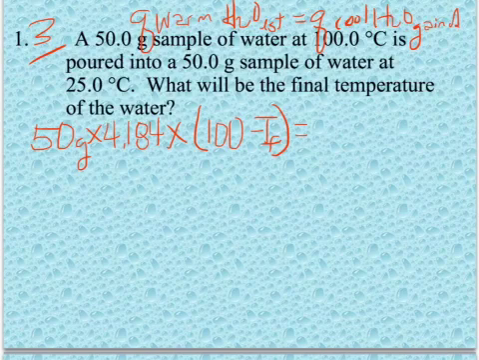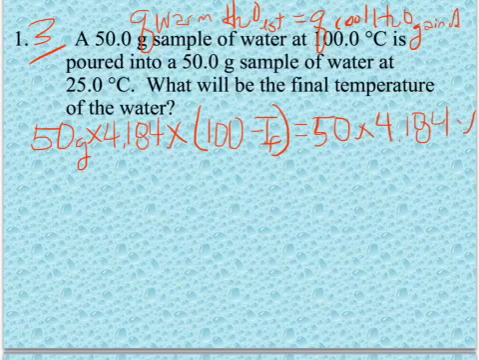And then this is all for the warm water, we set that equal to the cool water. The cool water is going to be 50 as well, times 4.184, and then times the change in temperature as well. Now for this change in temperature, I'd like to keep both of these values positive. So for this one, I know the final temperature of the cool water is going to be higher than its initial temperature, so I'm going to say T final minus 25.